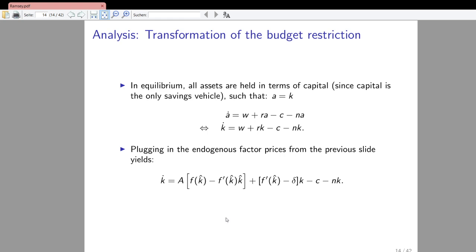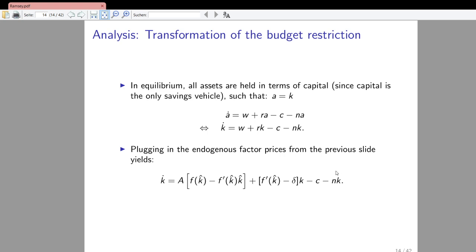Then we plug in the factor prices. So we plug in for the wage rate A times the production function in intensive form minus the derivative of the production function in intensive form multiplied by capital per unit of effective labor. That's the wage rate as we've seen before. So now it's plugged in here. Here we plug in the interest rate. The interest rate is the derivative of the production function in intensive form with respect to capital per unit of effective labor minus the rate of depreciation multiplied by capital per worker here still, minus consumption per worker, and minus the dilution term per worker.